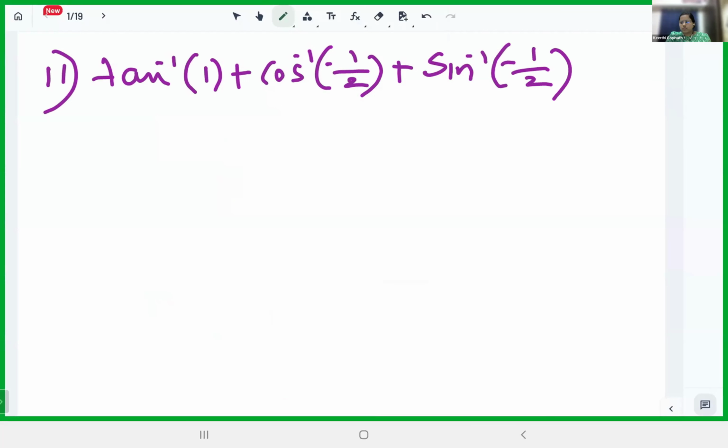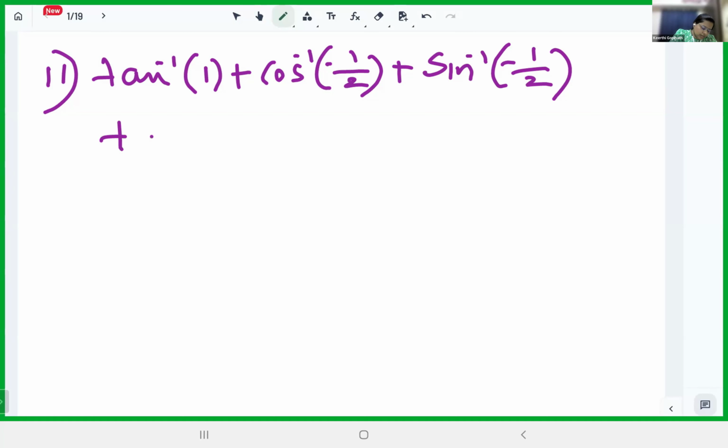Okay, we have to find out the value of tan inverse of 1 plus cos inverse of minus 1 by 2 plus sine inverse of minus 1 by 2. For that you have to split this into three parts and find out the principal values of each inverse trigonometric function.